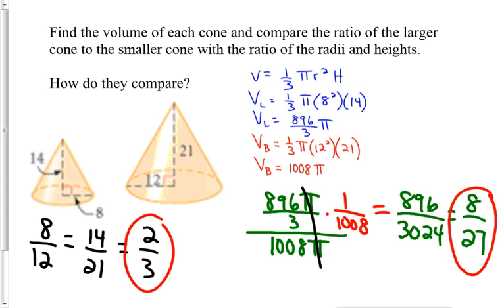2/3 cubed is 8 over 27, right? 2 cubed, 2 times 2 times 2 is 8. 3 cubed, 3 times 3 is 9, times another 3 is 27. So we see the relationship here. If we take the ratio of the radii or the heights or the sides, whatever type of shape we're dealing with, and we cube it, we'll get the ratio of the volumes.